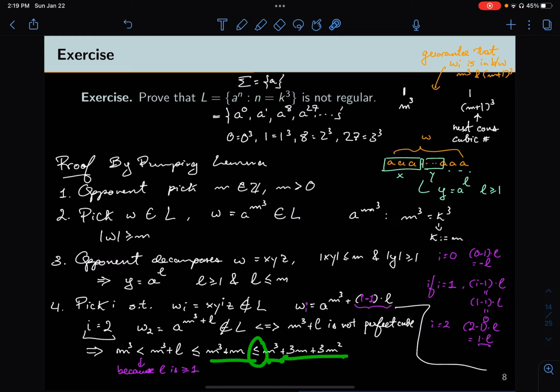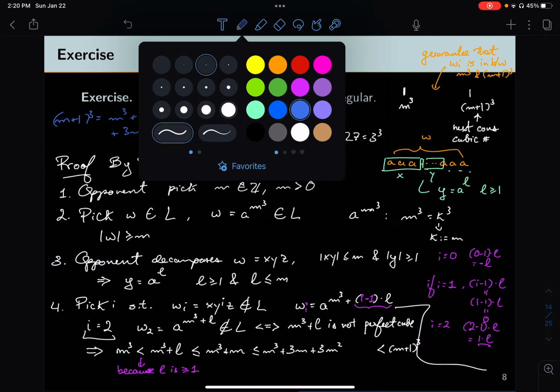And really, what you should be thinking of is that I'm trying to get a strict inequality with M plus 1 cubed. So if you're wondering where the 3M and 3M squared come from, well, I'm trying to get M plus 1 cubed. If you expand M plus 1 cubed, it's M cubed plus 3M squared plus 3M plus 1.